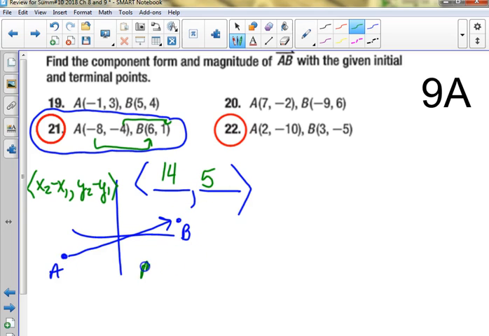The magnitude then is what? Square root of 14 squared plus 5 squared, which you could go back here and do the distance formula, okay? It's the same answer. We're just, since we already have the components, we can do this. 196 plus 25 is square root of 220. Did someone get that? Decimal is fine. 14.8.